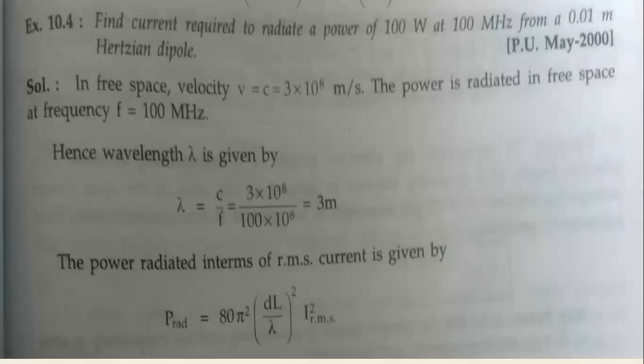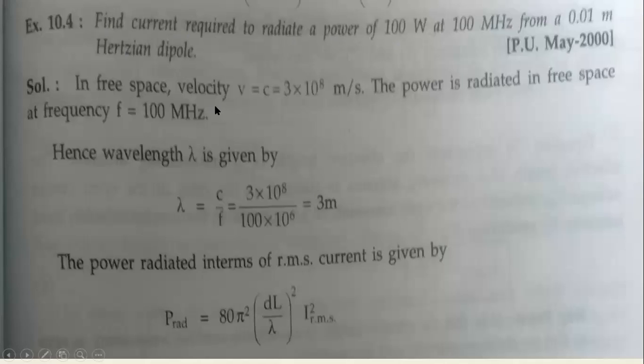Next is: find the current required to radiate a power of 100 watt at 100 megahertz from a 0.01 meter Hertz dipole. This is a particular dipole named after the scientist who gave the expression to find it, used in antennas while you are going to measure the radiations. So here, find the current required to radiate the power.